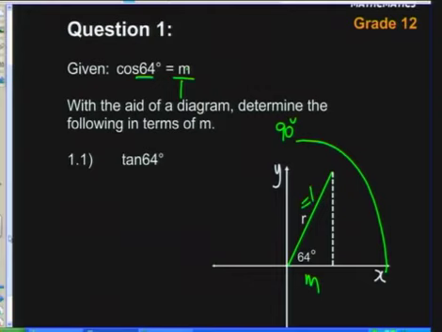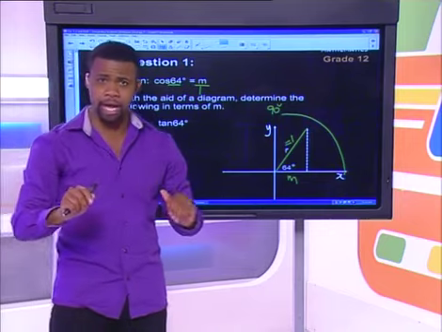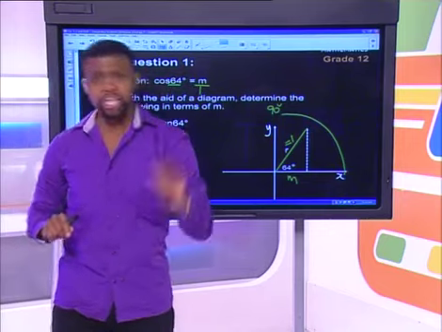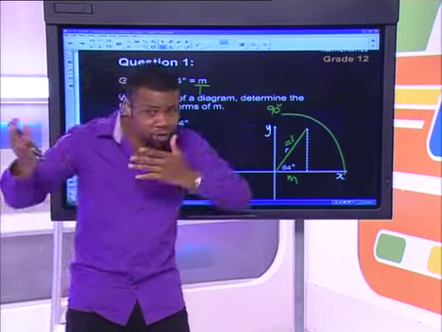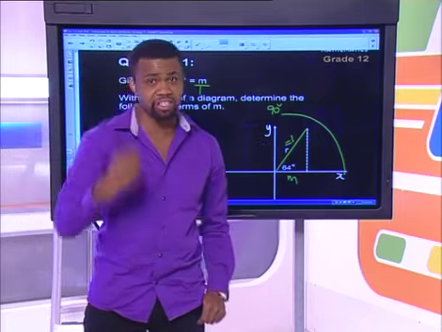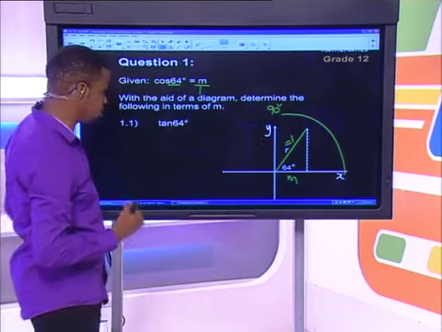Try to complete the diagram. Then what can I do? What is missing? I have a right-angled triangle. The adjacent is m. The hypotenuse is 1. What can I do to find the missing side? What do you think? I can use what? Pythagoras. Let me use Pythagoras and see what I get.